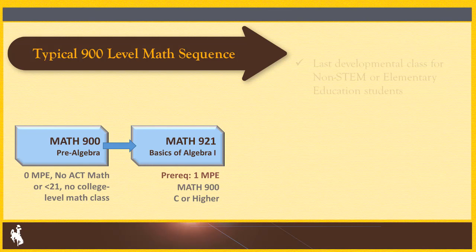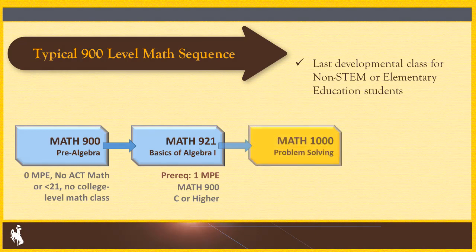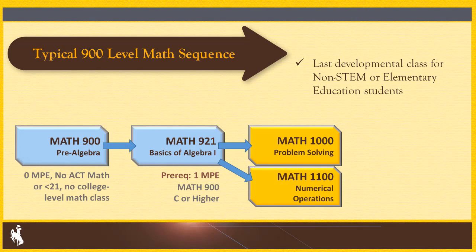This is the last developmental math class for students who wish to pursue a non-STEM major or major in elementary education. After completing it with a C or higher, they are eligible to move into Math 1000, problem solving, or Math 1100, numerical operations for elementary school teachers.